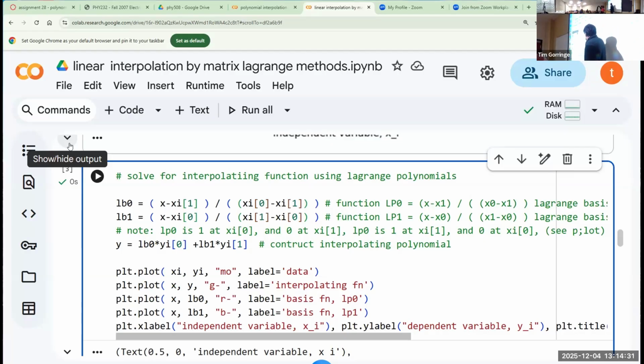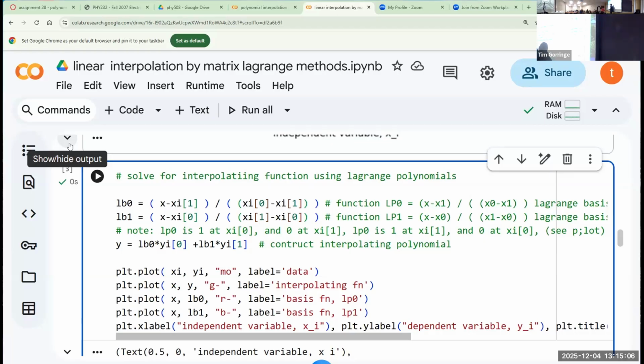And the reverse is true for the second Lagrange basis function that we're going to use. This one is unity at the second data point, and it's 0 at the first data point. It's 0 at the first data point because the numerator becomes 0 there. So those are two basis vectors that have that key property.